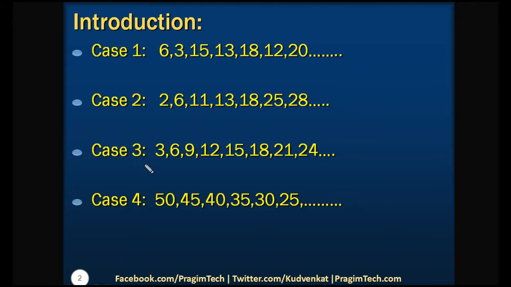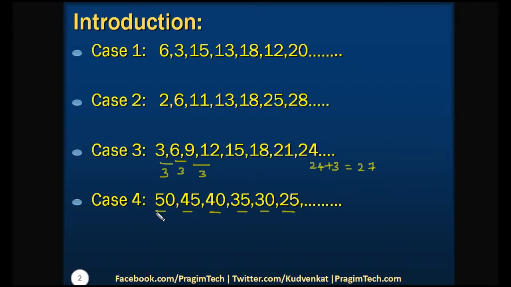If you observe in case 3, here the numbers are 3, 6, 9, 12, 15, 18, 21, 24 and so on. So the numbers are in increasing order. 3 plus 3 is 6, 6 plus 3 is 9, 9 plus 3 is 12. So based on this, we can predict that the next number is going to be 24 plus 3, which is 27, right? Similarly, if you observe case 4, here the numbers are in decreasing order, right?